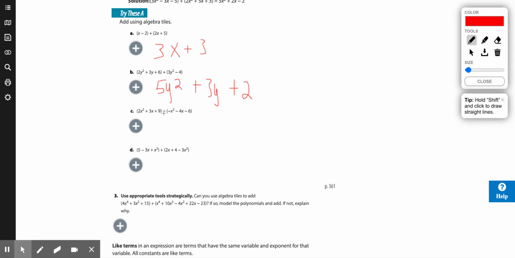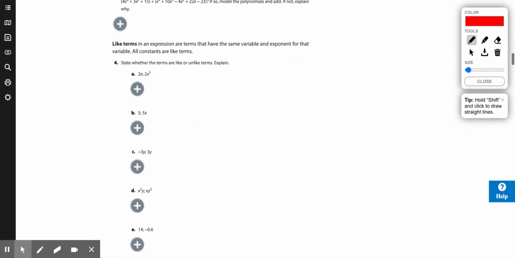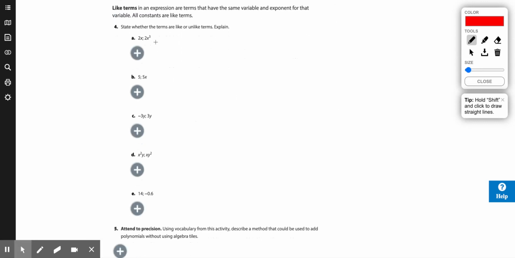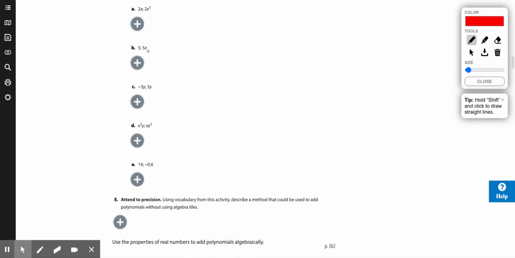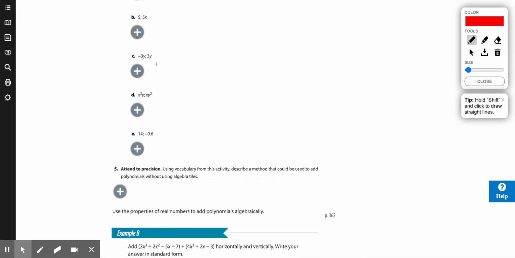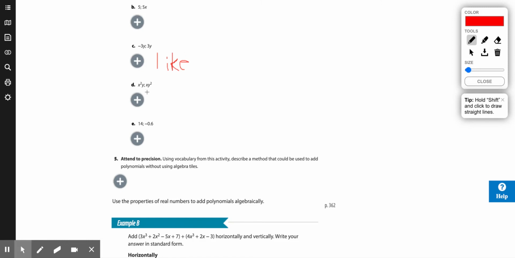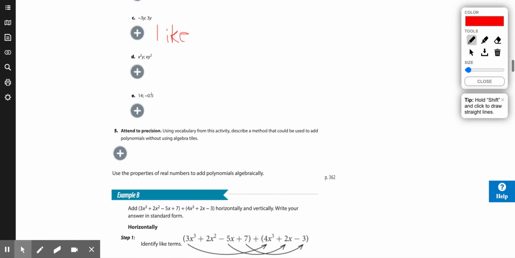So adding like terms is basically all of this. Just make sure if you have a negative sign, you distribute it to every term inside. We might see one of those in just a second. All right, are these terms like or unlike? Unlike. One has an exponent of 3 and one doesn't have an exponent, so those are unlike terms. 5 and 5x, unlike. Negative 3y and 3y, like. We can combine those, it'd be 0. x squared y and xy squared, unlike. 14 and negative 0.06, that's like. Those are both constants, okay? Make sure you can tell the difference between like terms and unlike terms.